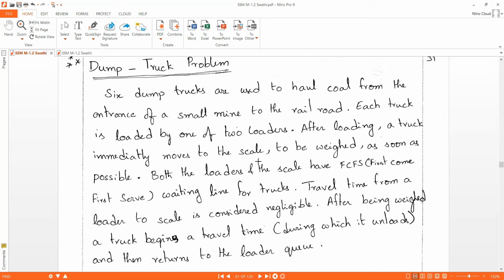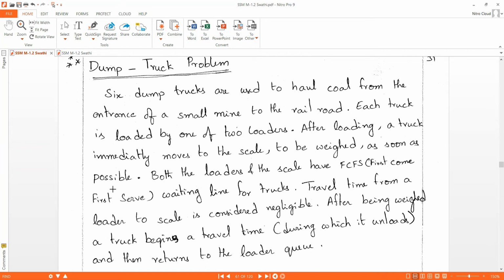Why will the truck move to the scale? To weigh, to find the weight of that truck. The truck immediately moves to the scale to be weighed as soon as possible.